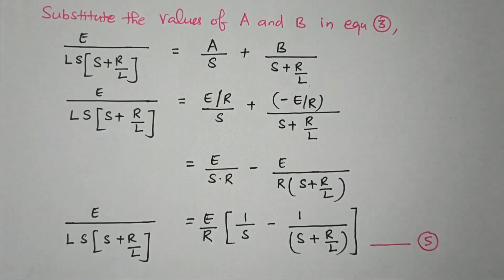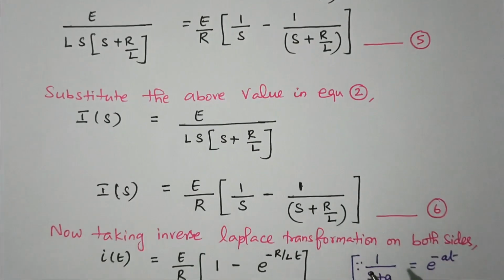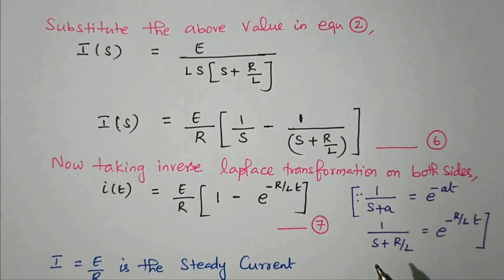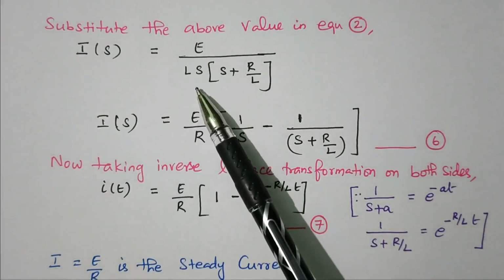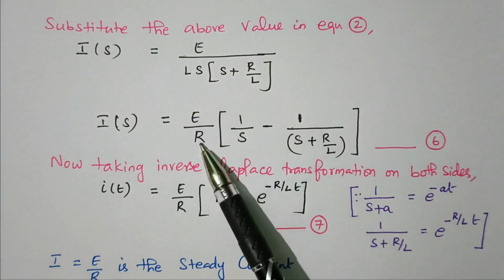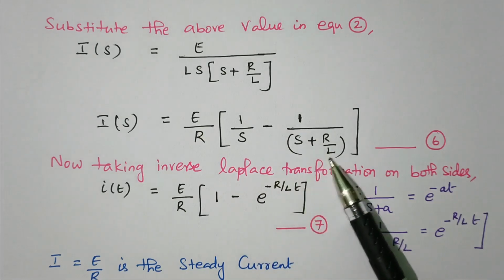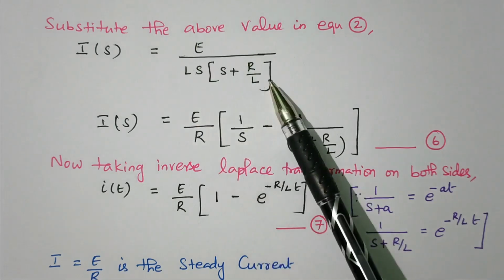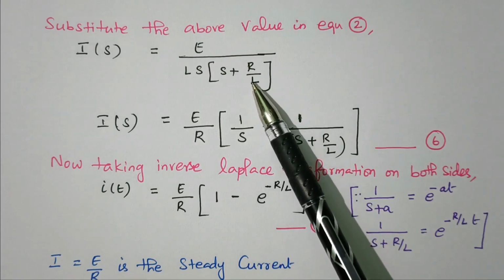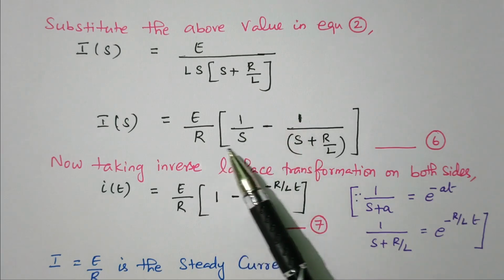Now we'll go for the further. So this term is replaced as E by R of 1 by S minus 1 by S plus R by L, right? Substituting the above value in equation number 2, so that I of S equal to E divided by Ls, S plus R by L. This is equation number 2. So now this value is replaced by E by R of 1 by S minus 1 by S plus R by L, right? This time we cannot take the inverse Laplace directly, so we use the partial fraction. We calculated the value of A and B, and that is substituted. After substitution we got this.